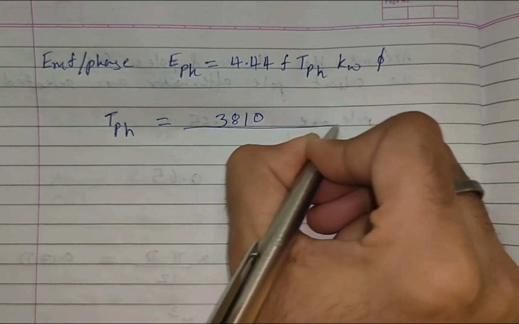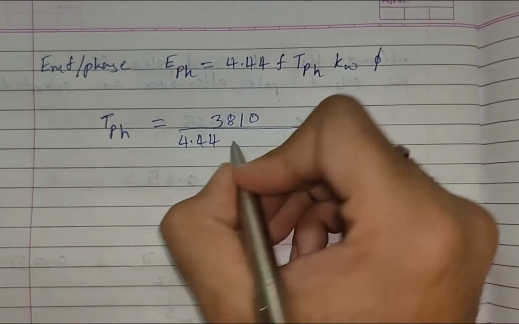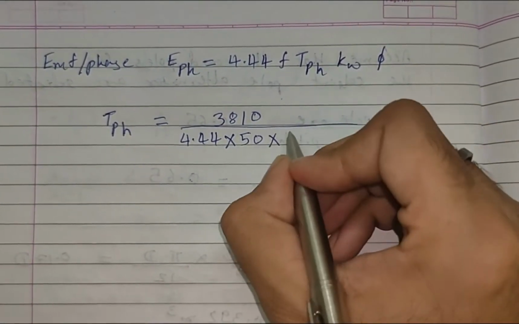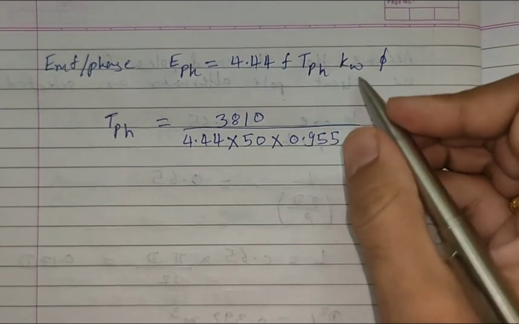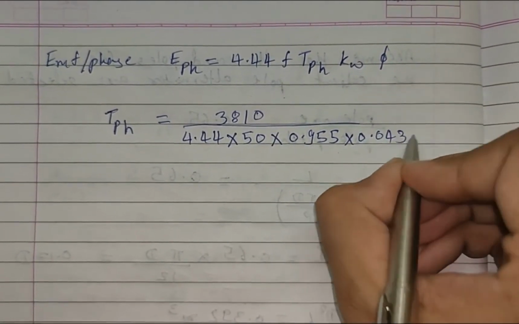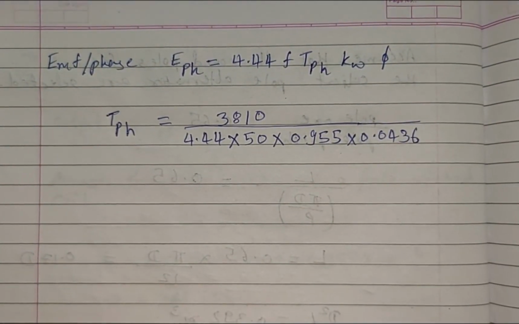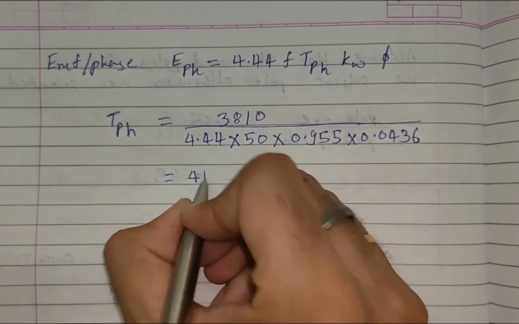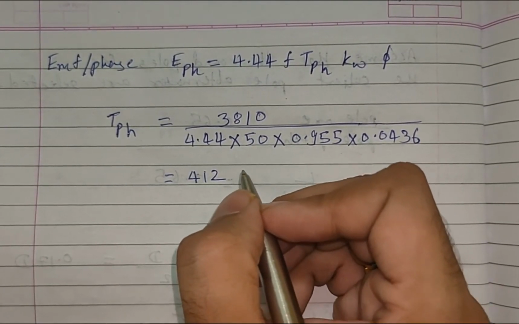Making that the subject of the equation, we know the value of EPH is 3810 divided by 4.44 multiplied by the frequency, which is 50 Hertz, multiplied by 0.955, which is the winding factor kW, multiplied by 0.0436, which is the air gap flux per pole. On solving this, we get the value of TPH as 412. So these are the number of stator turns per phase.